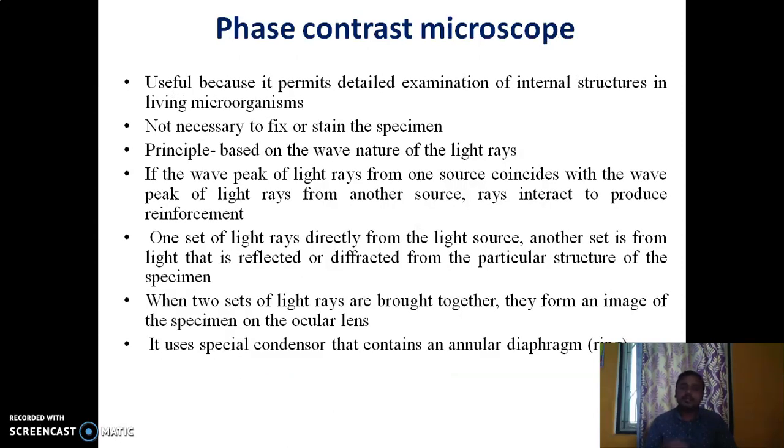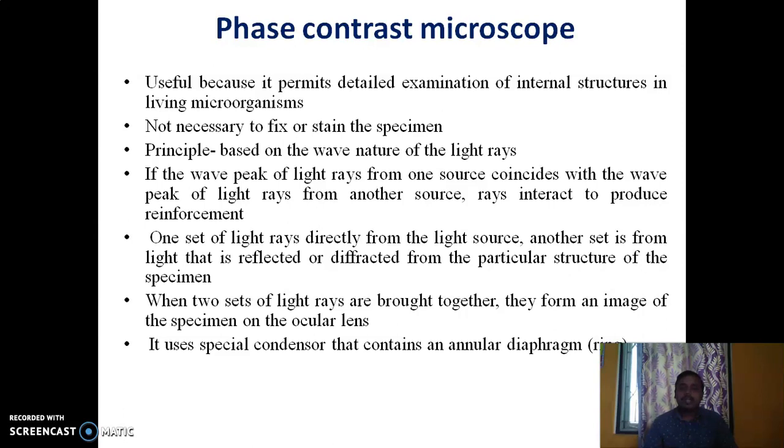Now the third type of light microscopy is called the phase contrast microscope. This phase contrast microscope is useful because it permits detailed examination of internal structures in living microorganisms. So if you want to see the internal structure of a living microorganism, then you need to go for this phase contrast microscope. It is not necessary to fix or stain the specimen when you are working under this phase contrast microscope. The basic principle behind this type of microscopy is based on the wave nature of light rays. So what is this wave nature of light rays?